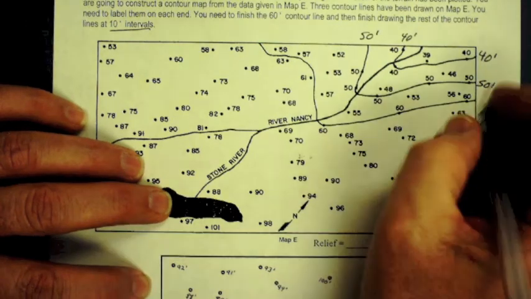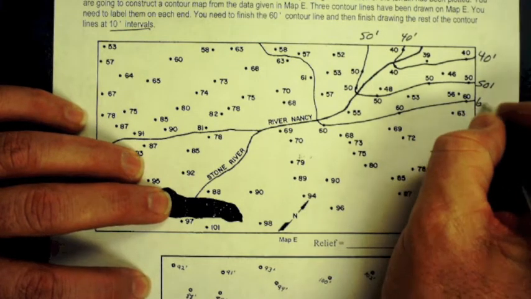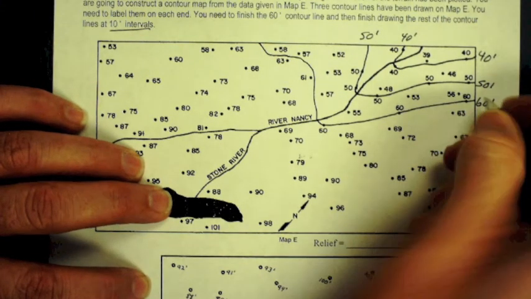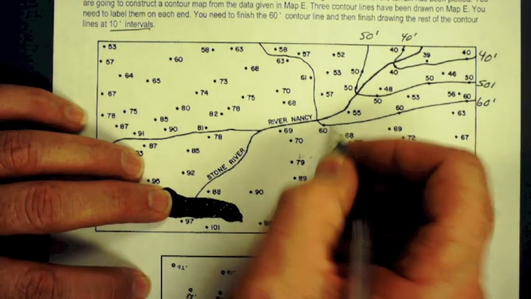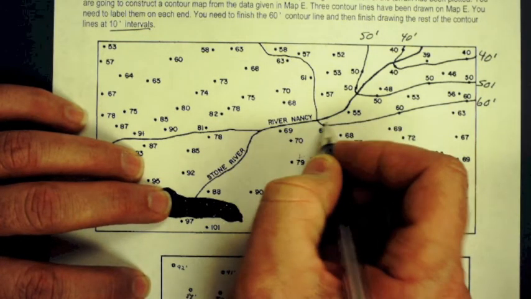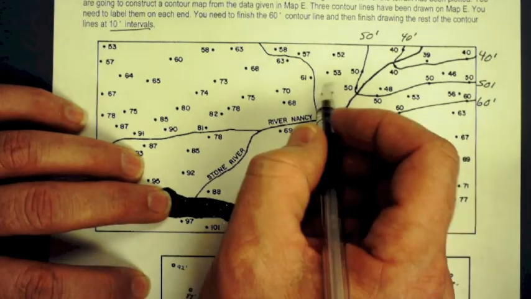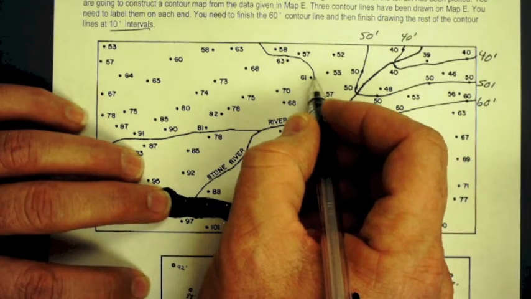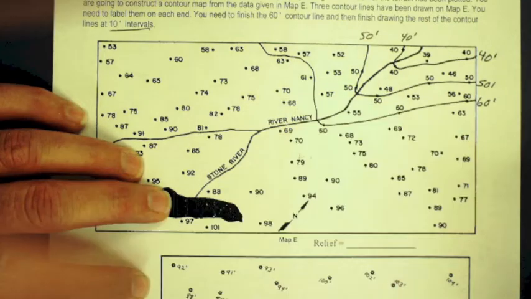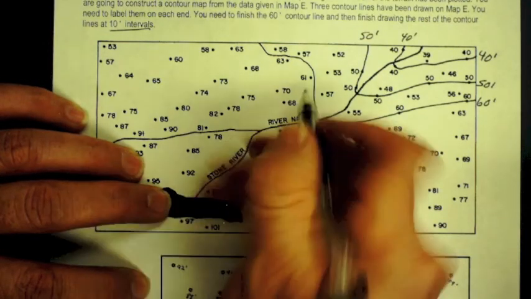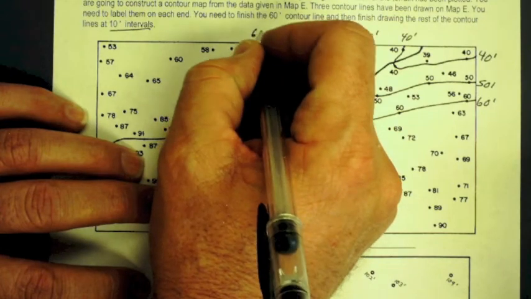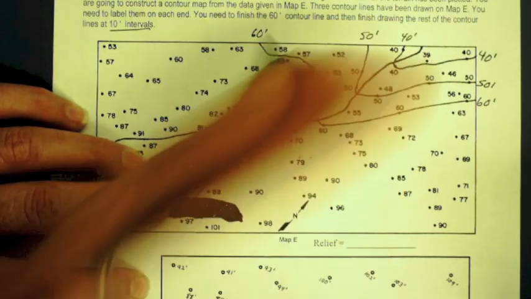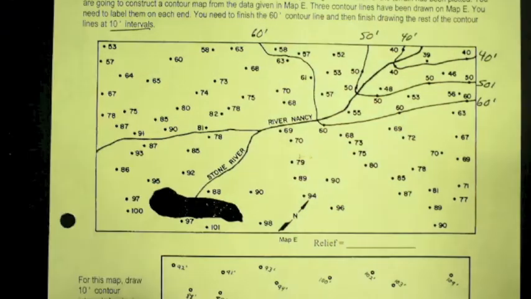Now, the next interval would be 60 feet. The 60-foot interval goes through all the dots that have a 60 elevation. It makes a U shape when it crosses the river, and it goes inside the 61 here, leaving all the 60s on this side, outside the line, all the 50-somethings inside the line, and it comes up to the top. And that's our 60-foot line.